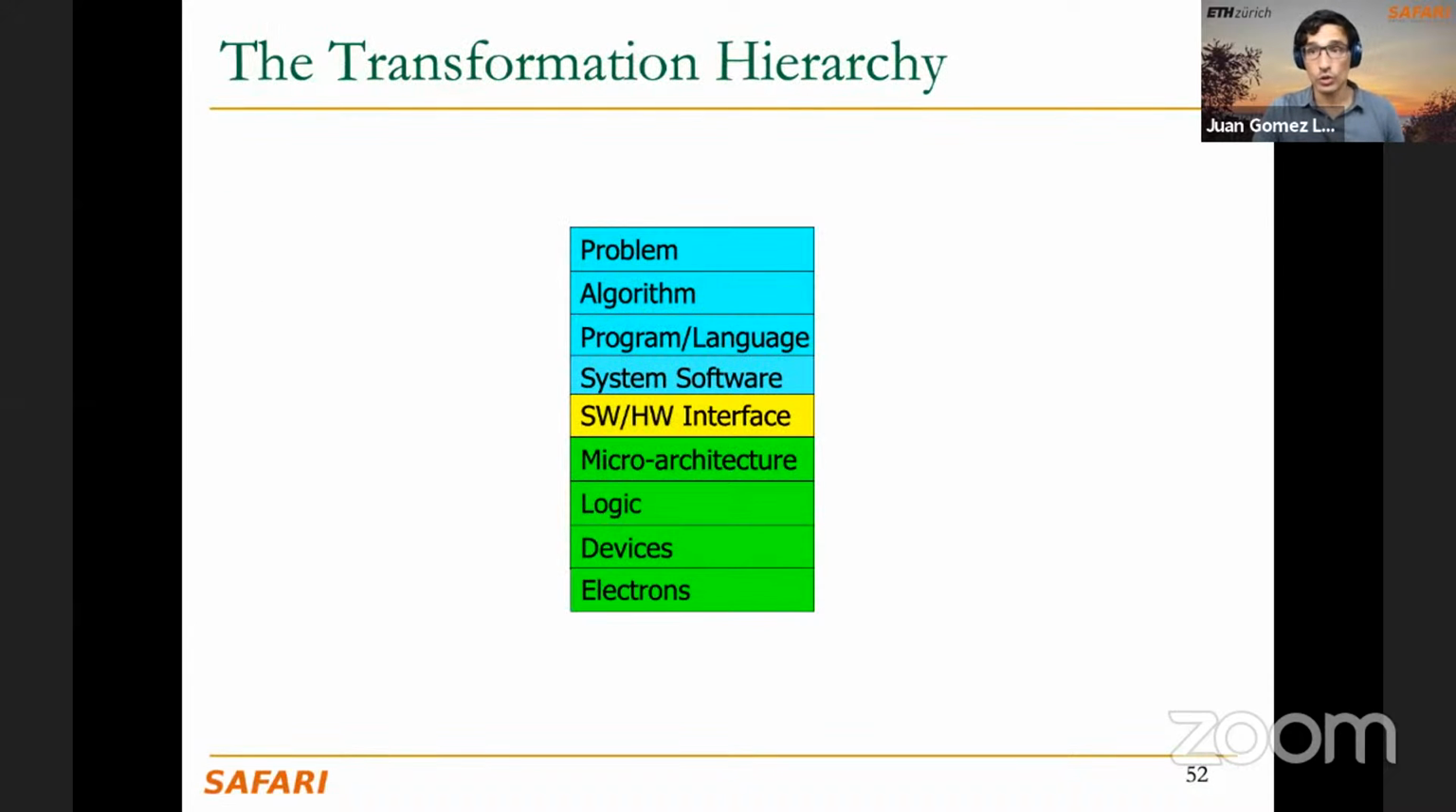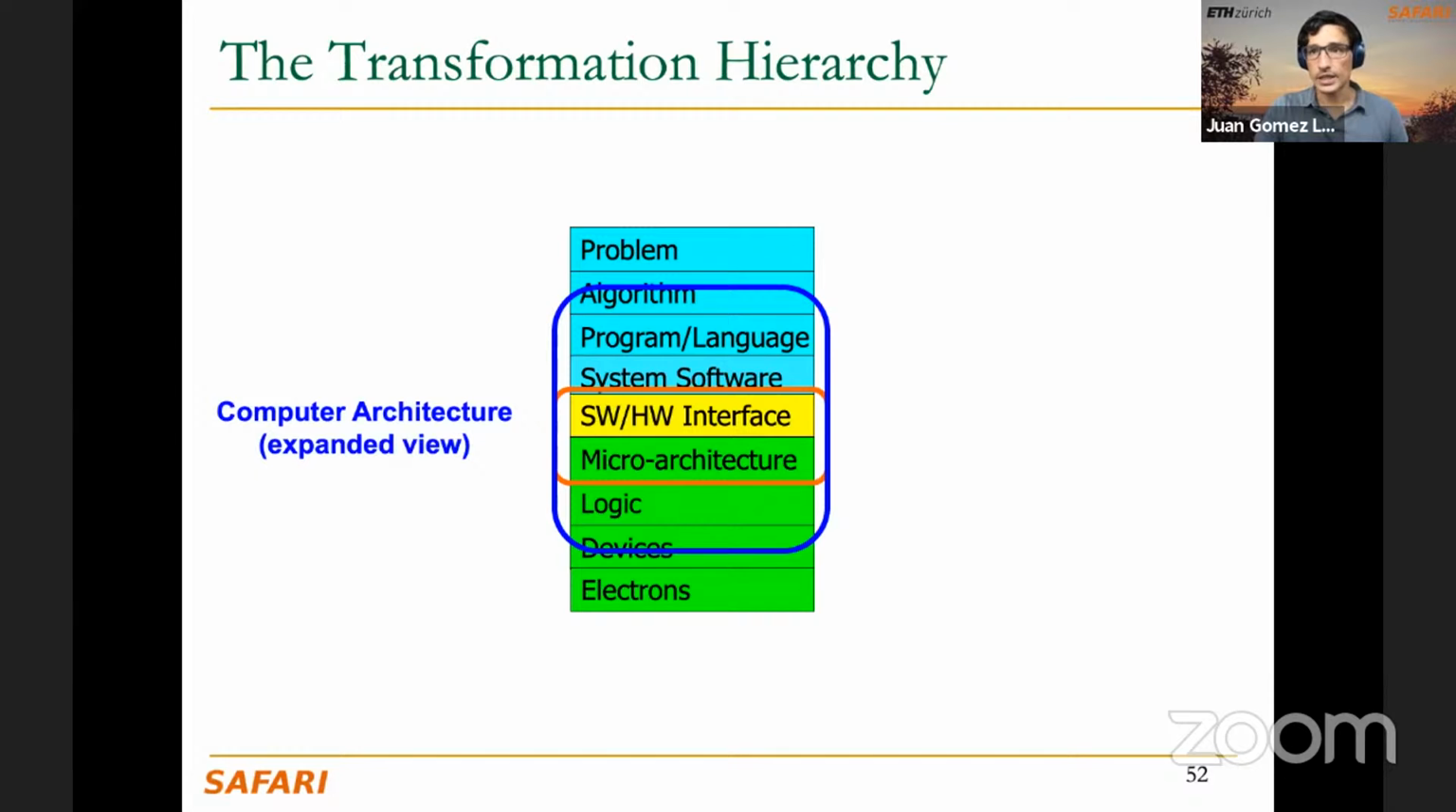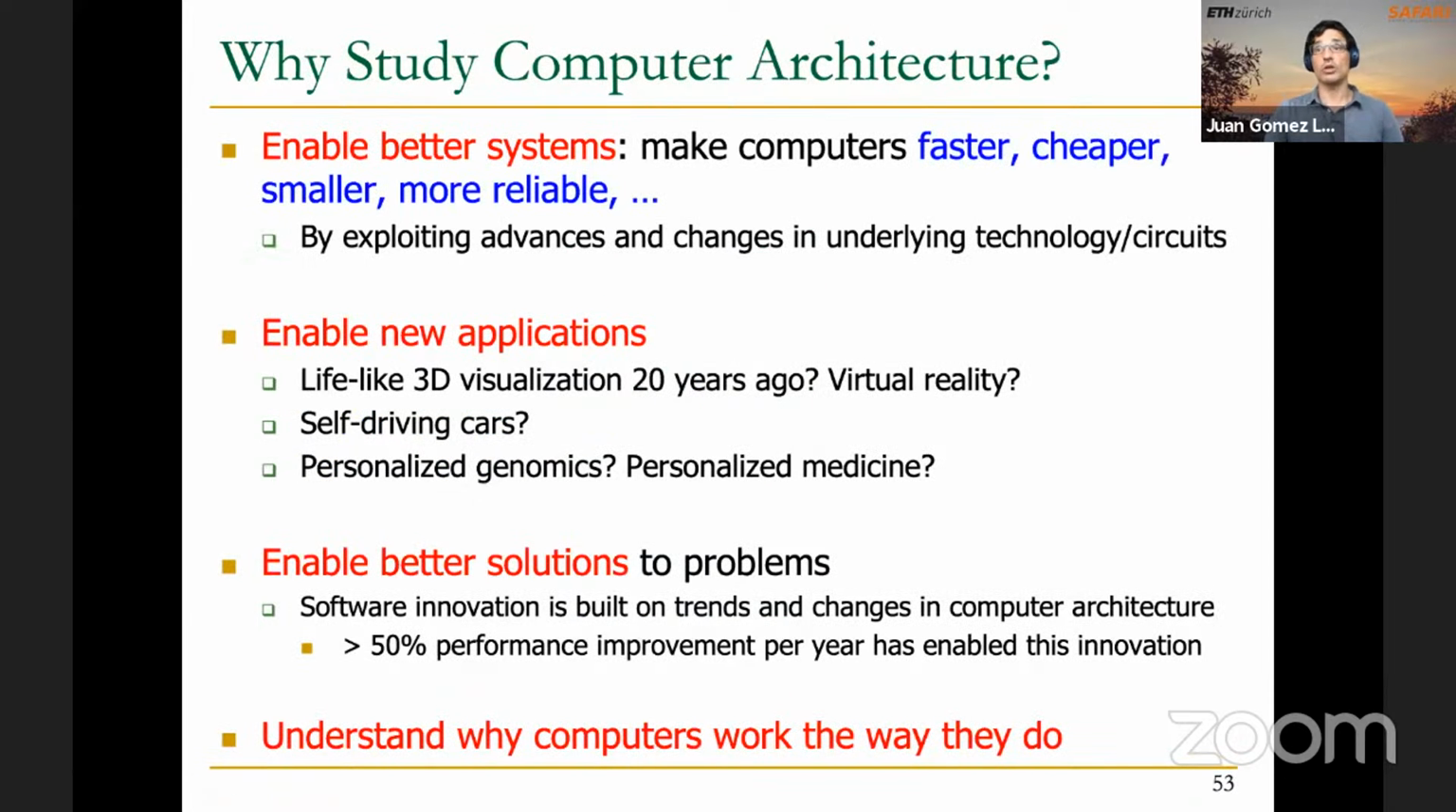And in order to achieve these goals, recall, we don't want this narrow view of computer architecture. We prefer an expanded view of computer architecture, because this way we are going to be able to enable better systems, computers that are going to be faster, cheaper, smaller, more reliable.